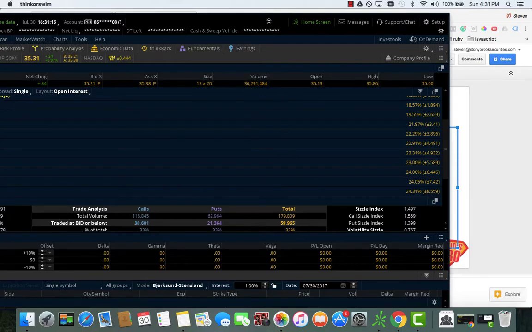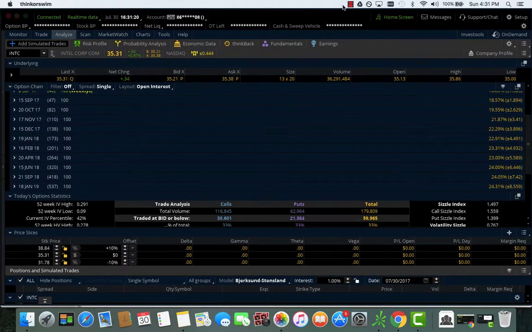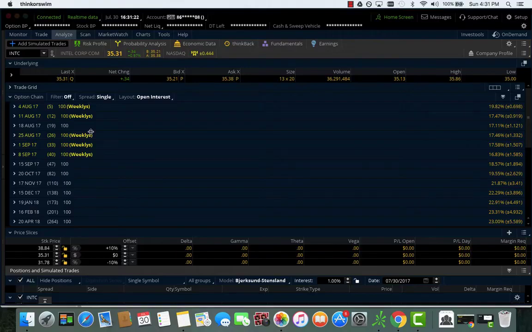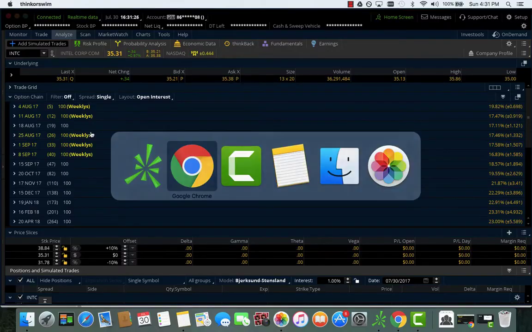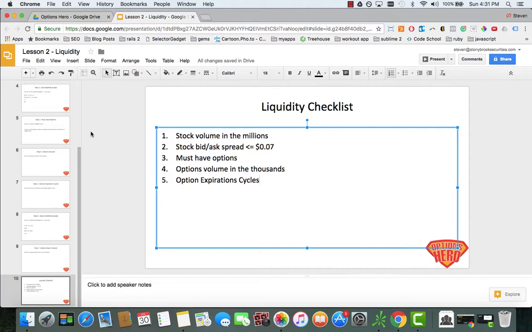They are definitely 100% guaranteed, without a shadow of a doubt, going to have weekly expiration cycles because there's so much demand for these shares in these contracts. So of course they do. So that's number 5, options expiration cycles, both monthly and weekly. Again, if you do not see weekly expiration cycles and you only see monthlies, you walk away.